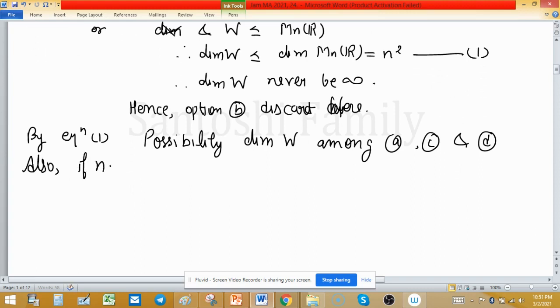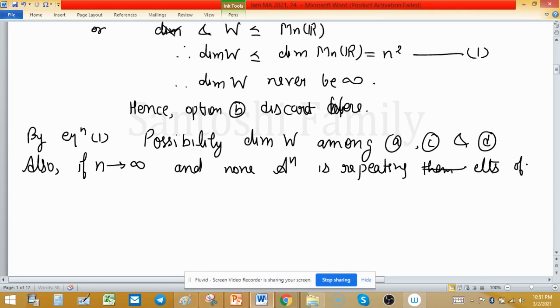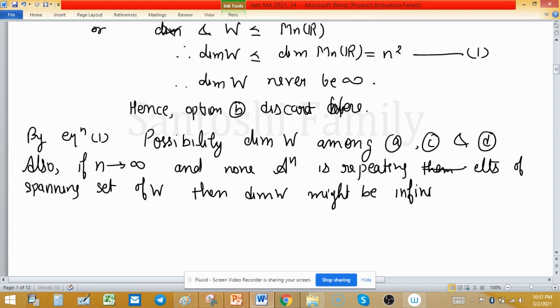Also, if n tends to infinity and no power A raised to the power n is repeating, or elements of the spanning set of W are not repeating, then the dimension of W might be infinite, but it is not possible by equation 1.